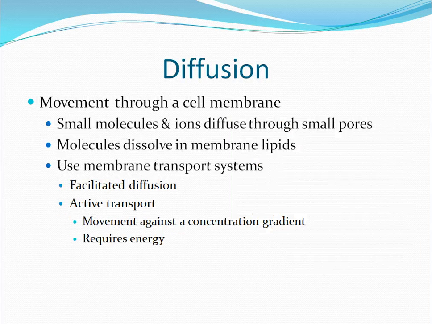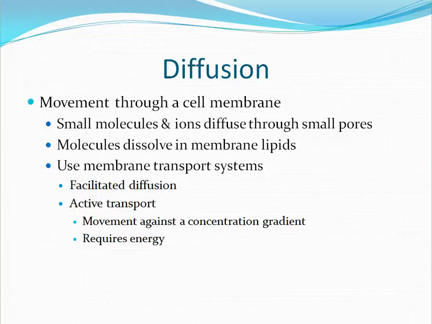Movement through our cell membrane can occur via different ways. Small molecules and ions have no problems diffusing very easily through small pores in the membrane. Any molecule that can dissolve in the lipids of our cell membranes also can pass freely through the membrane. Other materials, however, need to use special membrane transport systems because they cannot get through via the first two mechanisms.